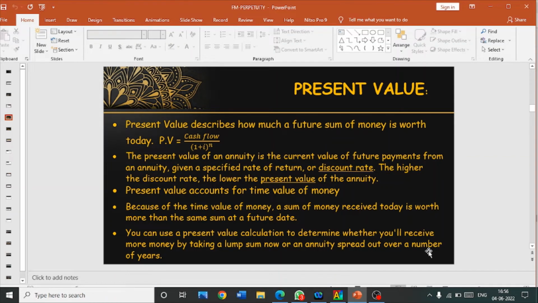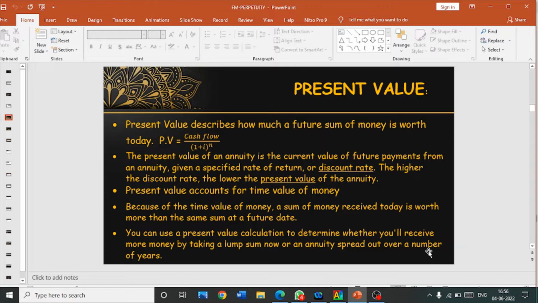Now, the present value is always the cash flow divided by (1 + i) whole power n, that is C / (1 + i)^n. The present value of an annuity is the current value of the future payments from an annuity, given a specified rate of return or discount rate. The higher the discount rate, the lower the present value. When you give more discounts, your present value will be less. So present value accounts for the time value of money.